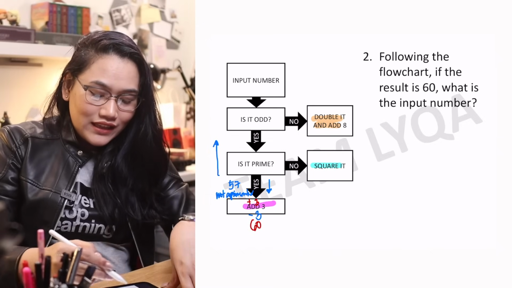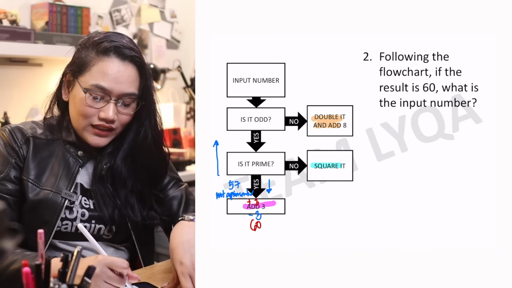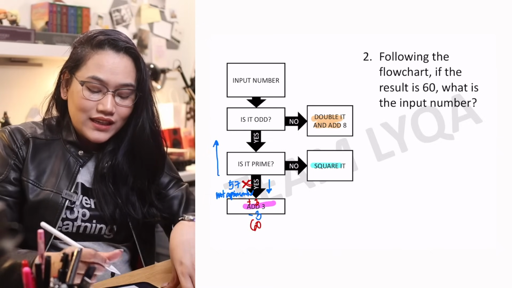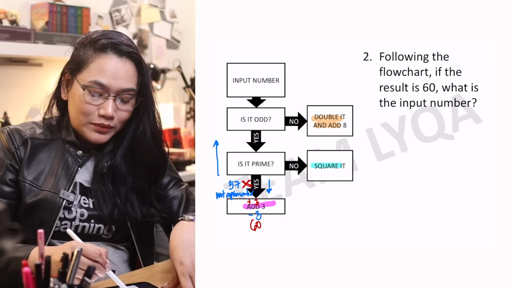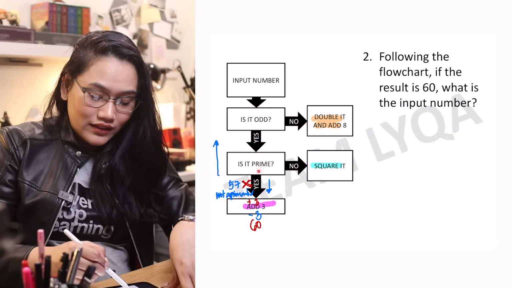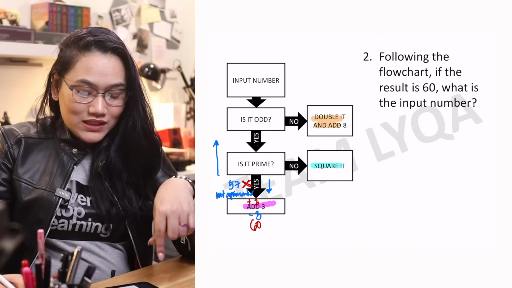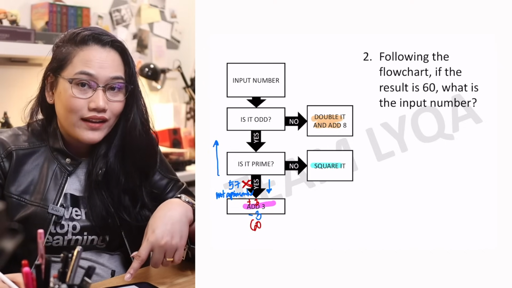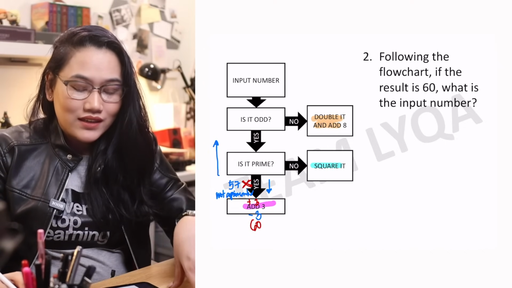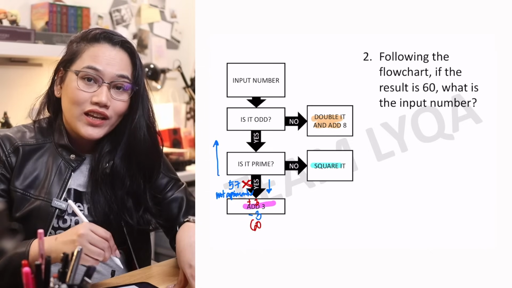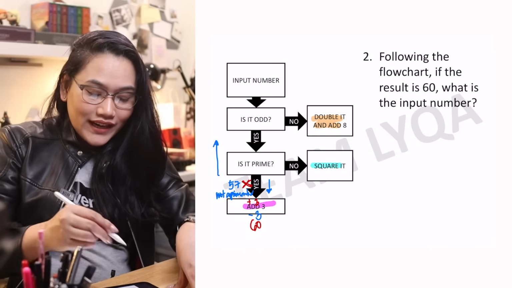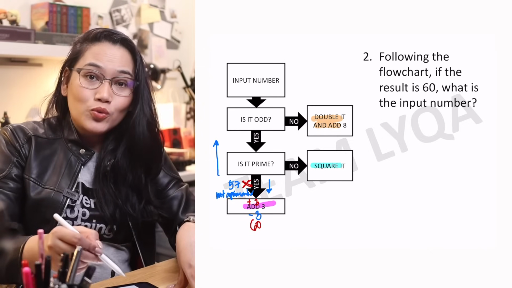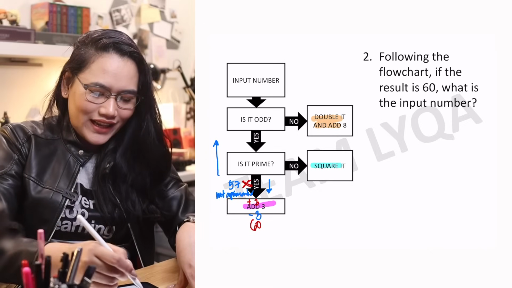Which means, hindi siya pwedeng dumaan dito. Hindi pwede kasi ang tanong ay, is it prime? At sumagot ka ng yes. So, ibig sabihin nun, hindi dito dumaan yung ating input number para maging 60 siya. Hindi na pwede dito sa exit na ito. Try natin dun sa blue exit or sa parang blue gate natin, okay?